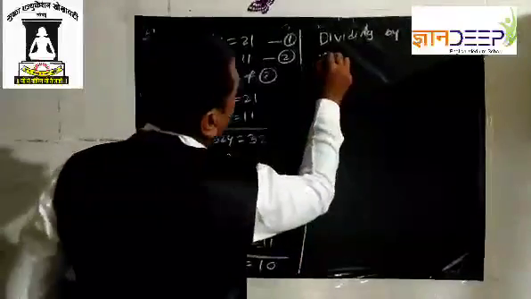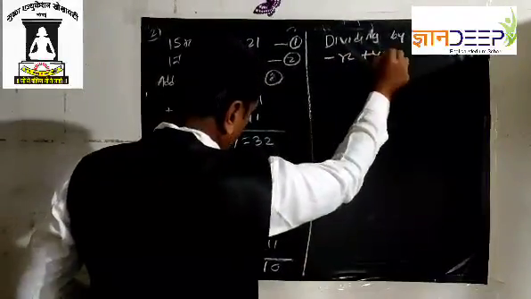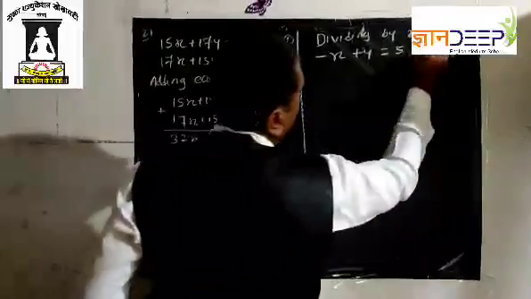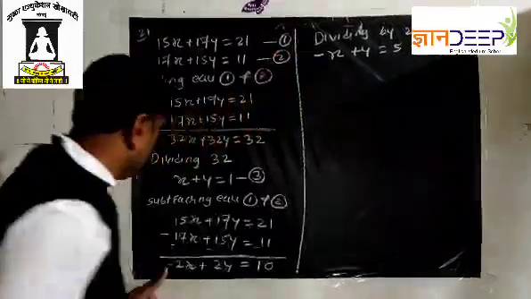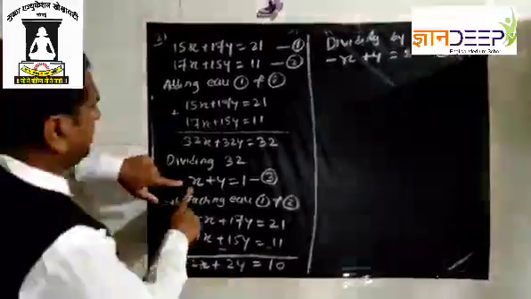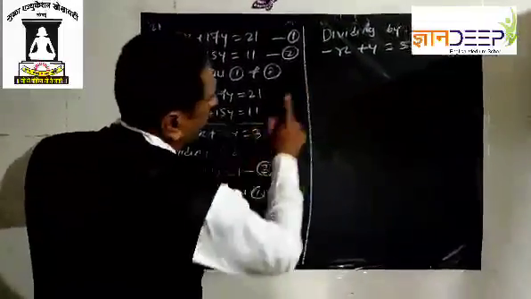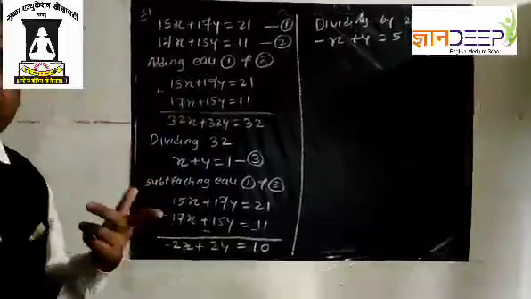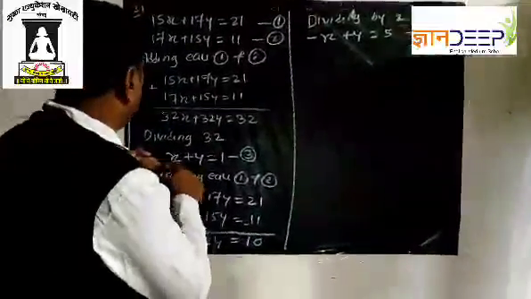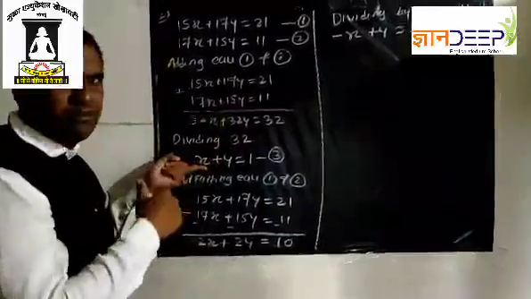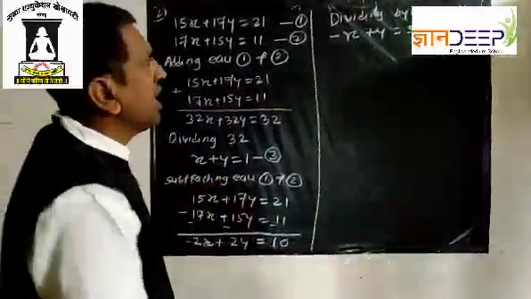Minus x plus y is equal to 5, since 2 fives are 10. This is equation number 4, and the earlier one is equation number 3. Now see, in equation number 3 and in equation number 4, the x term is the same and the y term is the same. Any one term you can eliminate. See here, this x has plus sign, this x has minus sign. Terms are the same, signs are different, so we can do the addition.